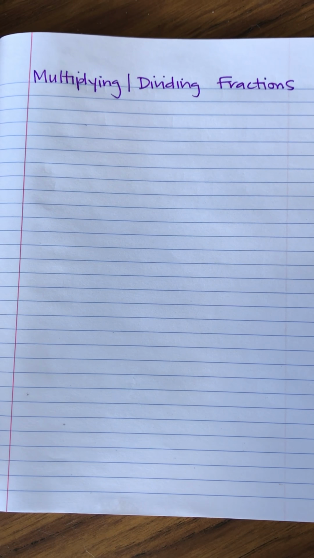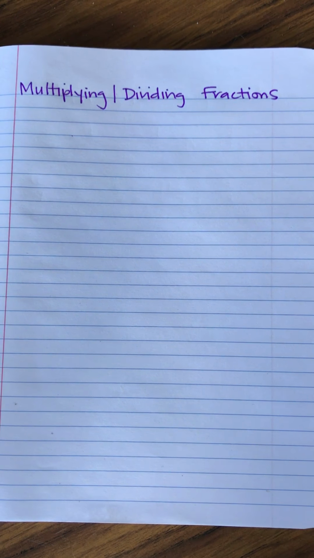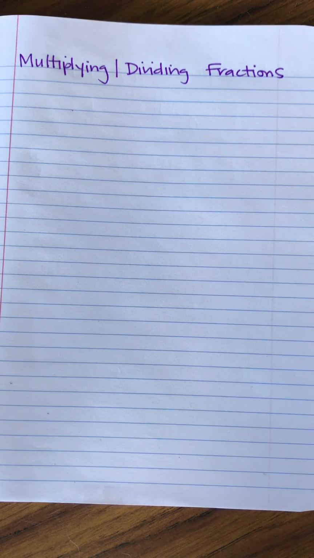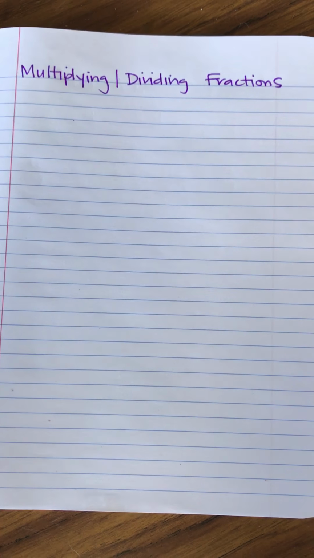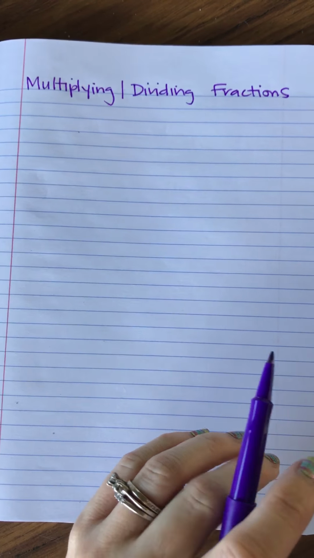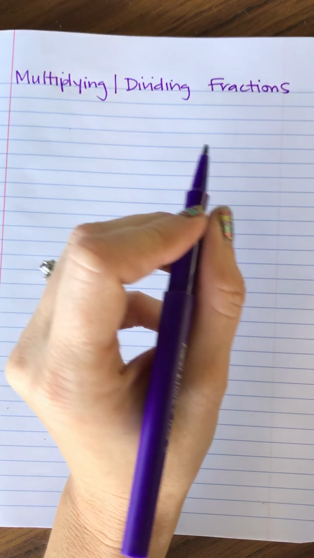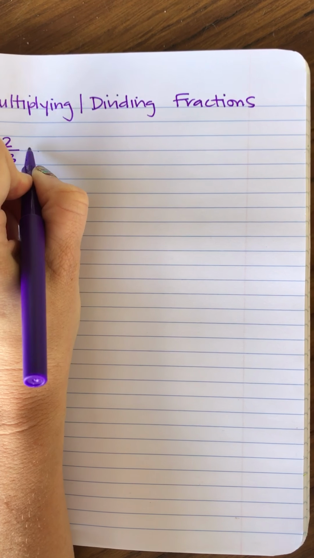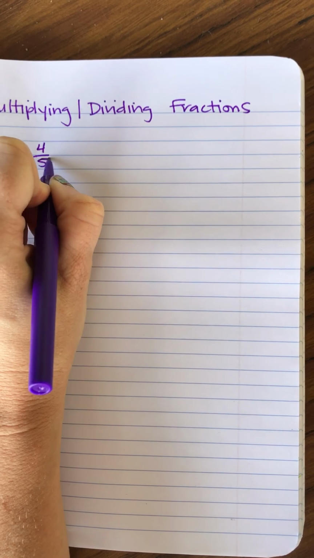Today we're going to talk about multiplying and dividing fractions. Multiplying and dividing fractions is actually easier than adding or subtracting because you don't need to worry about the common denominators. To multiply fractions, you simply multiply straight across. Let's start with a problem. Let's do 2/3 times 4/5.